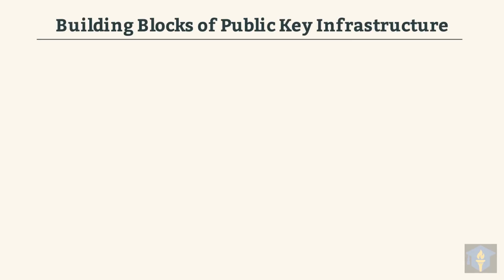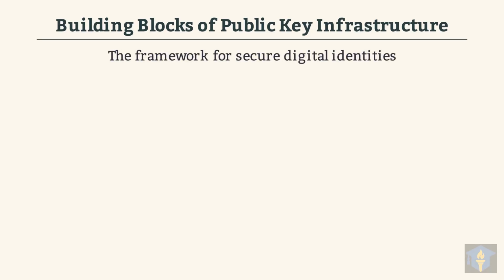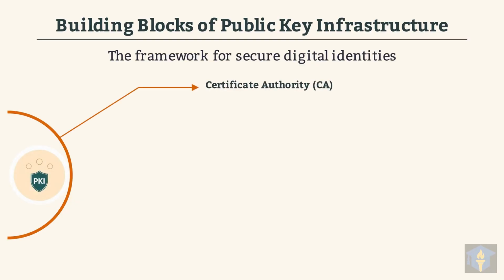Let's now examine the fundamental building blocks that constitute a robust public key infrastructure. These components form the essential framework for establishing and managing secure digital identities. First, we have the Certificate Authority, or CA, a trusted entity that issues digital certificates.